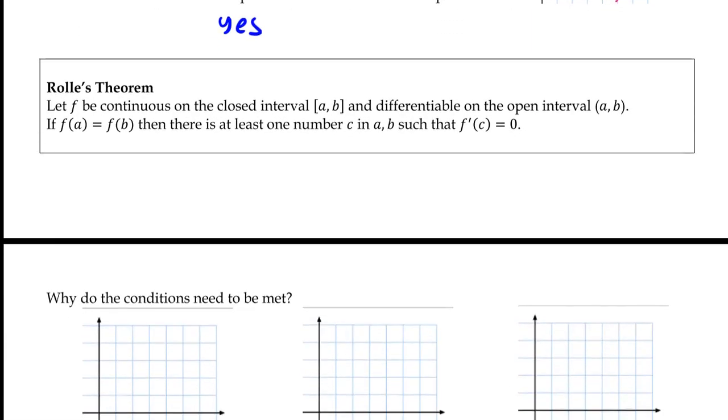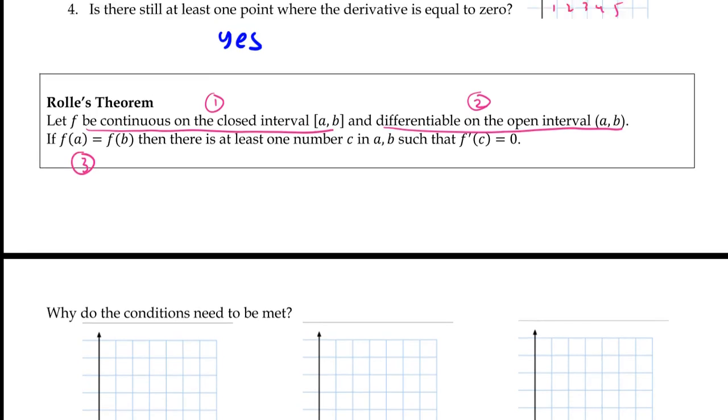Okay, there we are. We have this condition, continuity on the closed interval. We have differentiability on the open interval. So there's one, there's one. So two conditions. So they're saying let f be continuous on the closed, differentiable on the open. And then here's our third condition, if f(a) equals f(b).